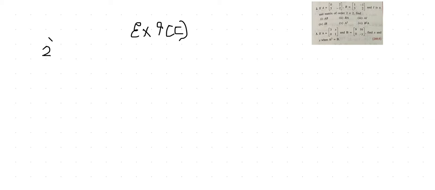Okay, so what is question number 2, children? They have given, if A is this matrix and B is equal to this and I is the unit matrix of order 2 into 2, find AB, find BA, find AI, IB, A square and B square A.